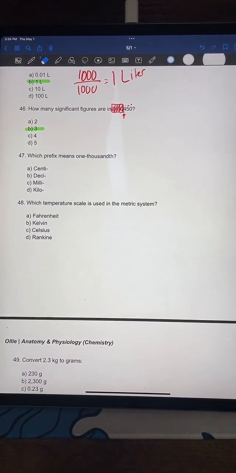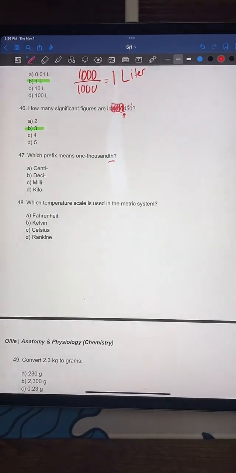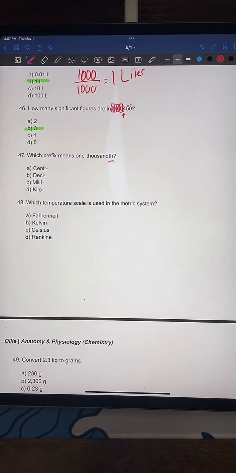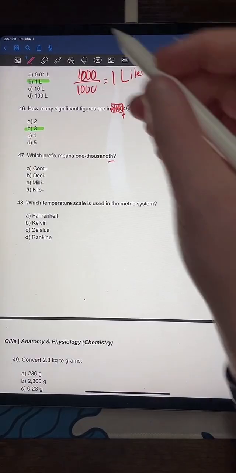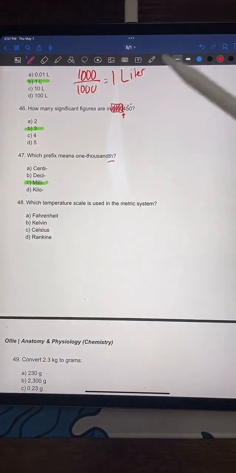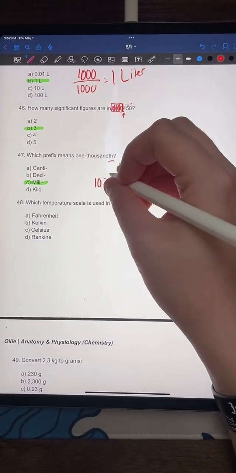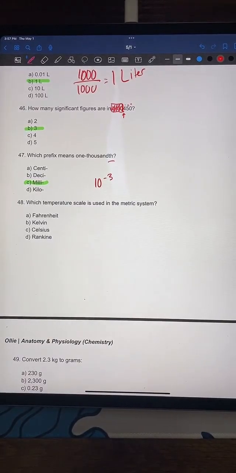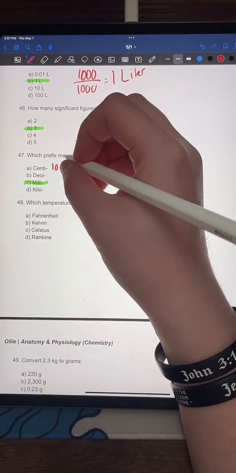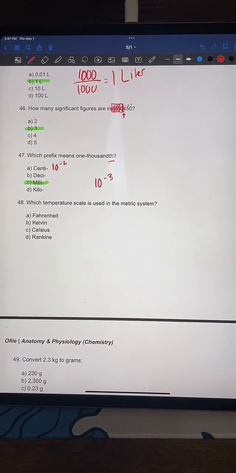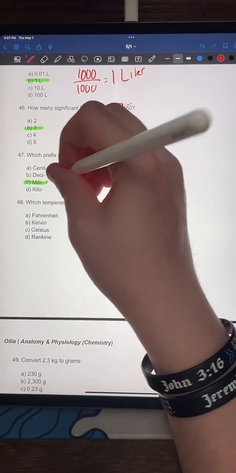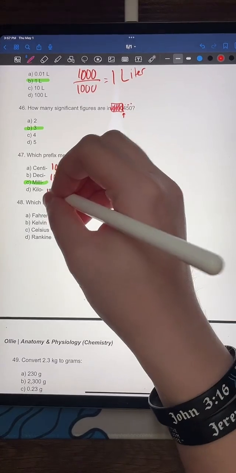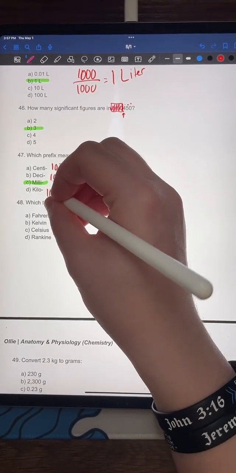47. Which prefix means 1/1000th? TH at the end. The answer is C. It is milli. Milli stands for 1/1000th or 10 to the negative third. Centi would be 10 to the negative second. It's also 1/100th. Deci is 10 to the negative 1. It'd be 1/10. Kilo would be 1,000, so that'd be 10 to the third.